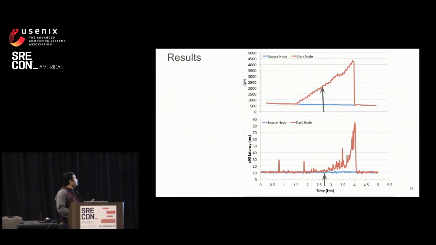Now, what did we find out by this? Here, all the blue lines are the source node and the red is the dark node. Mostly we are serving 600 QPS, and then we started to change the multiplier. If you look at about 2.5 hours, the QPS on the Dark Canary node hit about 2600, and we see the 95th percentile latency increase from 10 to 15 milliseconds.